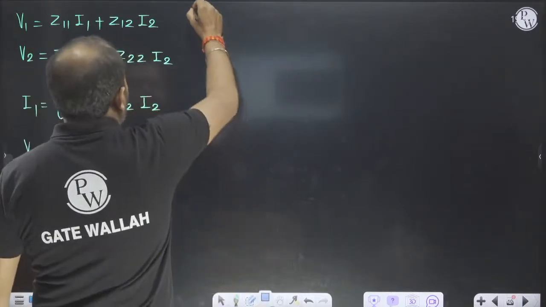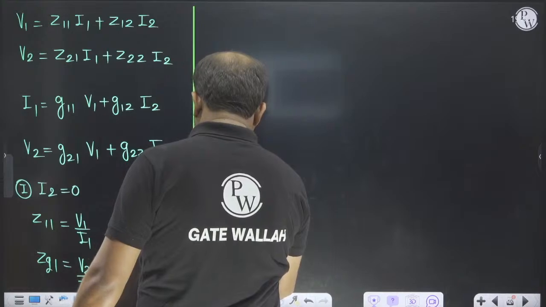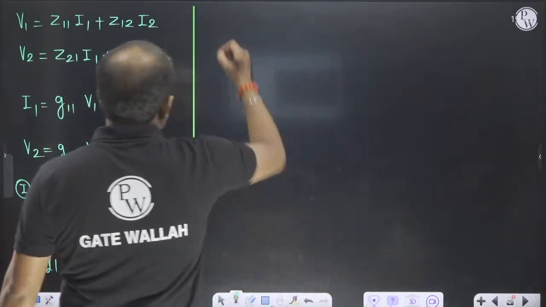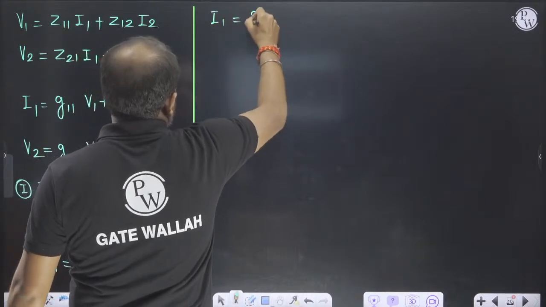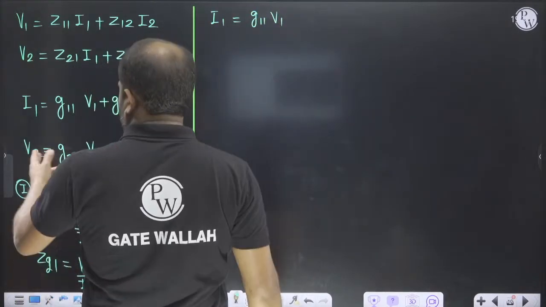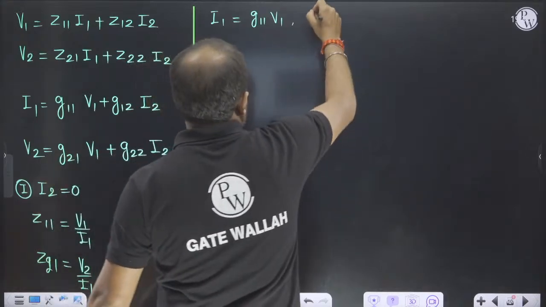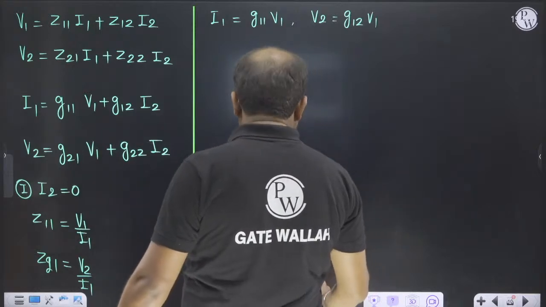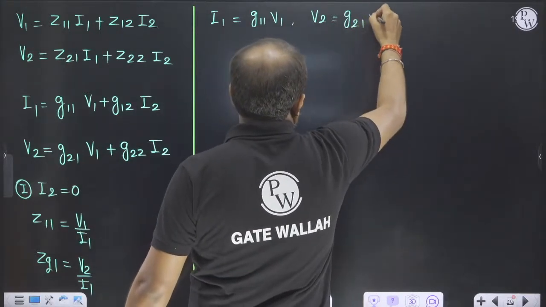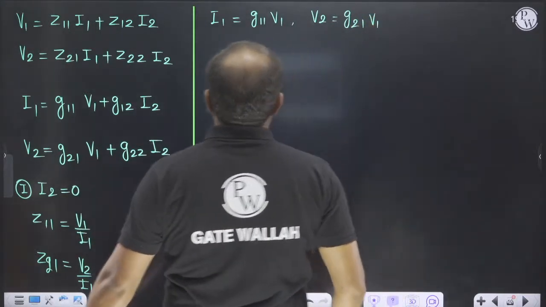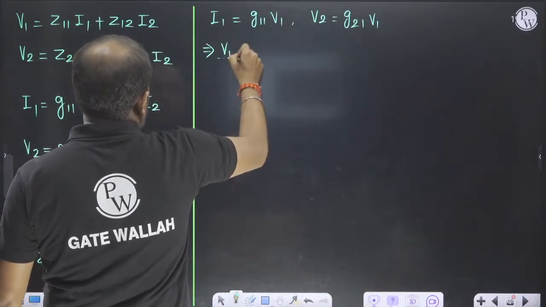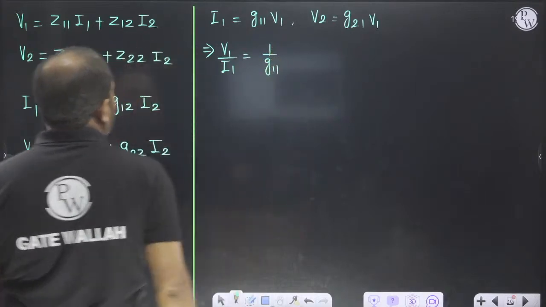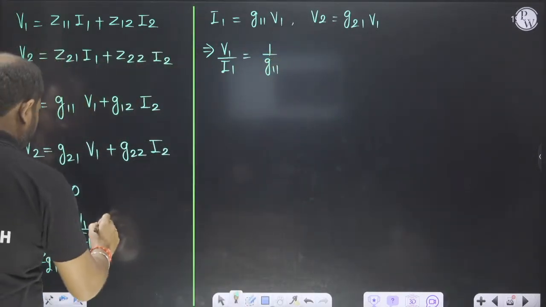Yes sir. Like that, I2 is equal to 0. If I2 is equal to 0, what is the equation? I1 equals G11 into V1, and the second equation is V2 equals G21 into V1. Yes sir. Then first of all V1 upon I1 will be equal to 1 by G11.